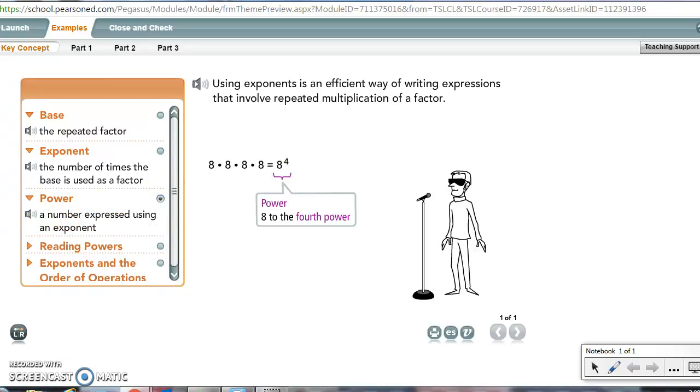A number expressed using an exponent is a power. 8 to the 4th power is another way this can be read. So 8 is my base, 4 is my exponent, and 4 can also be my power.